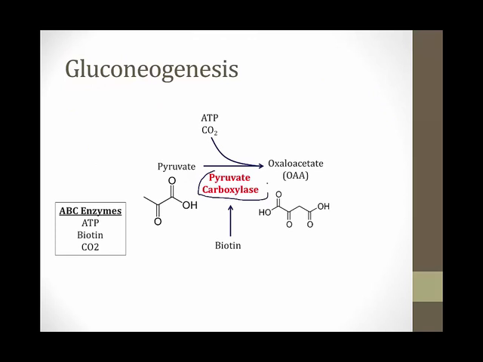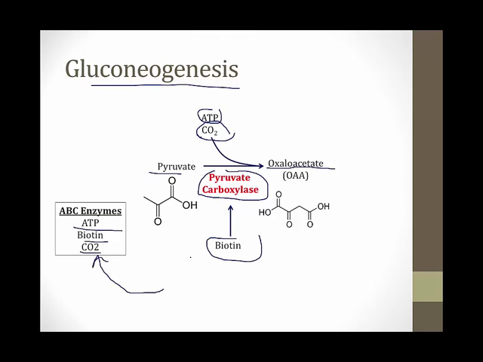Pyruvate carboxylase plays an important role in gluconeogenesis. As I said before, it adds one carbon to the structure of pyruvate to create oxaloacetate. All of these carboxylase enzymes require carbon dioxide. They also require ATP and they require biotin. So therefore, they're sometimes called the ABC enzymes because they require ATP, biotin, and CO2.